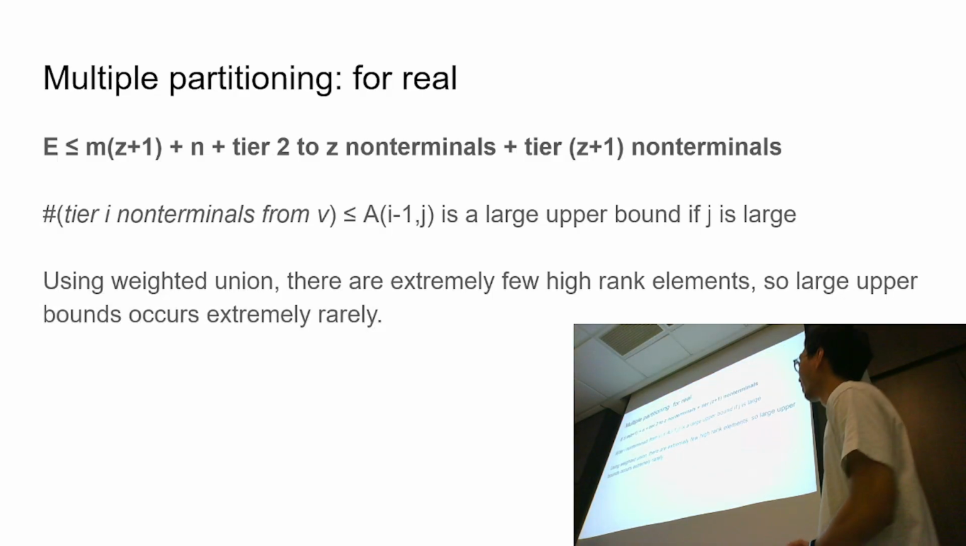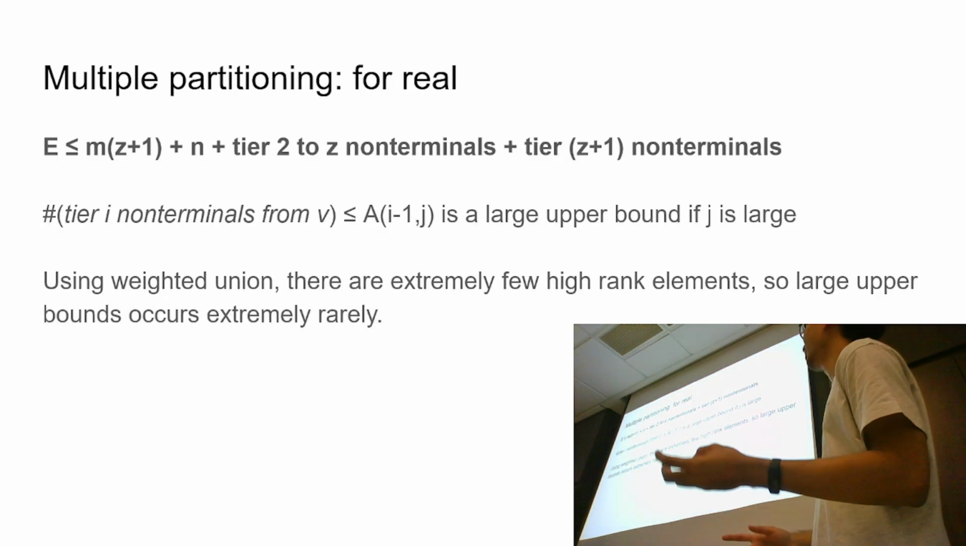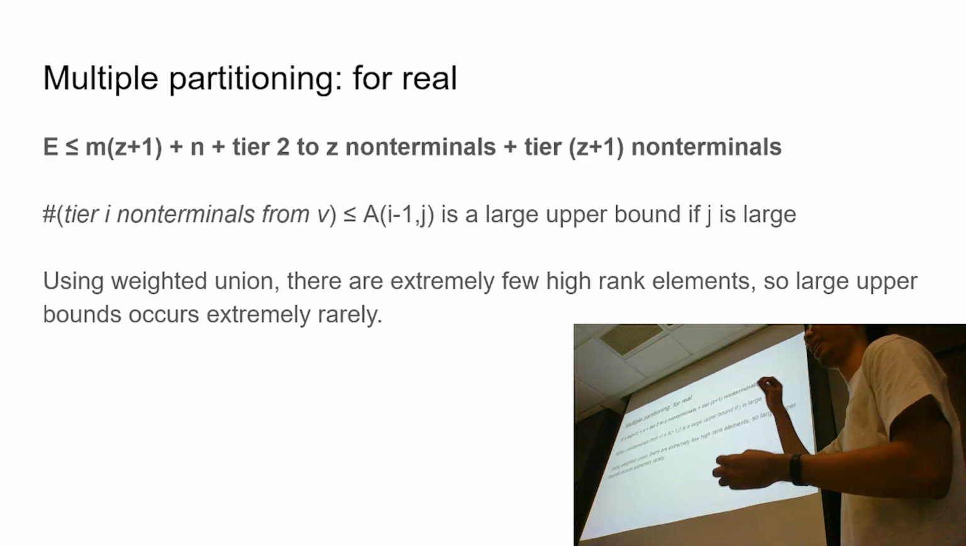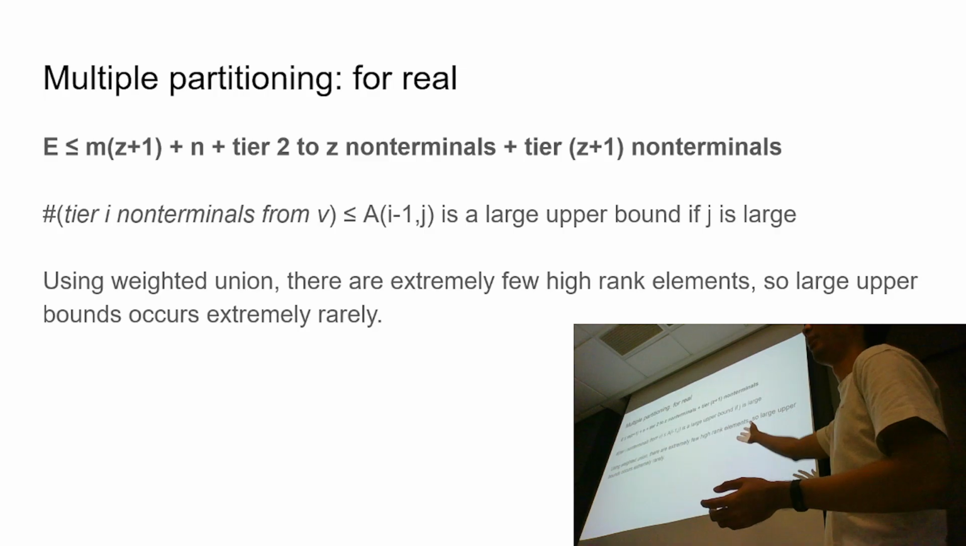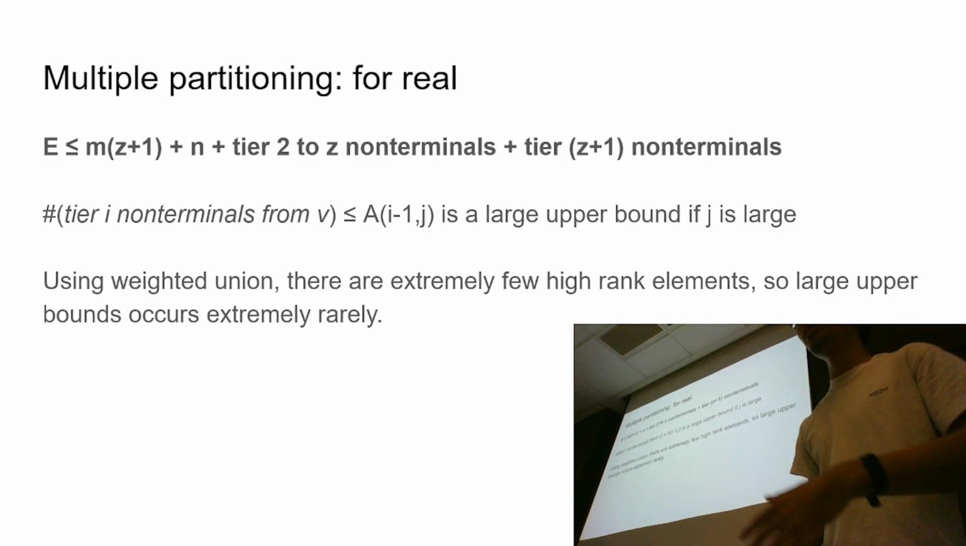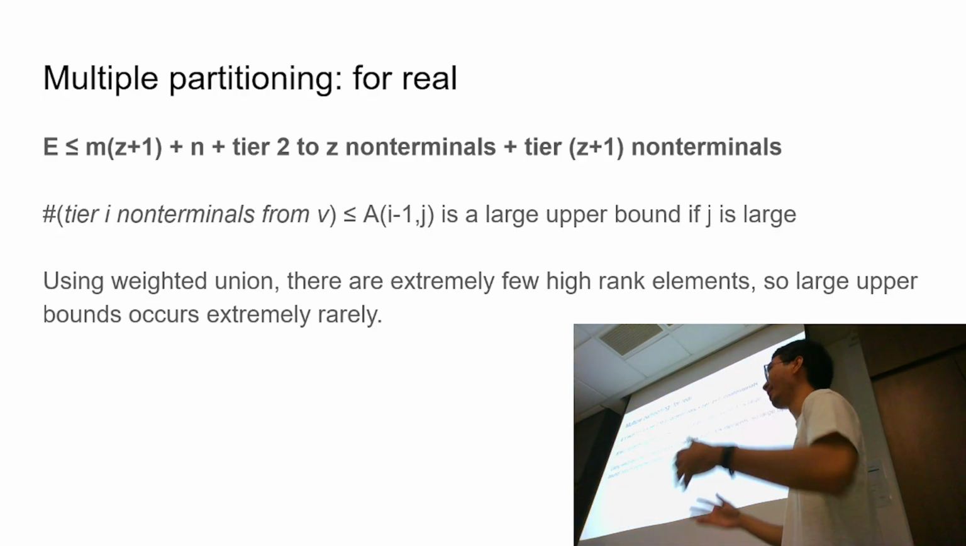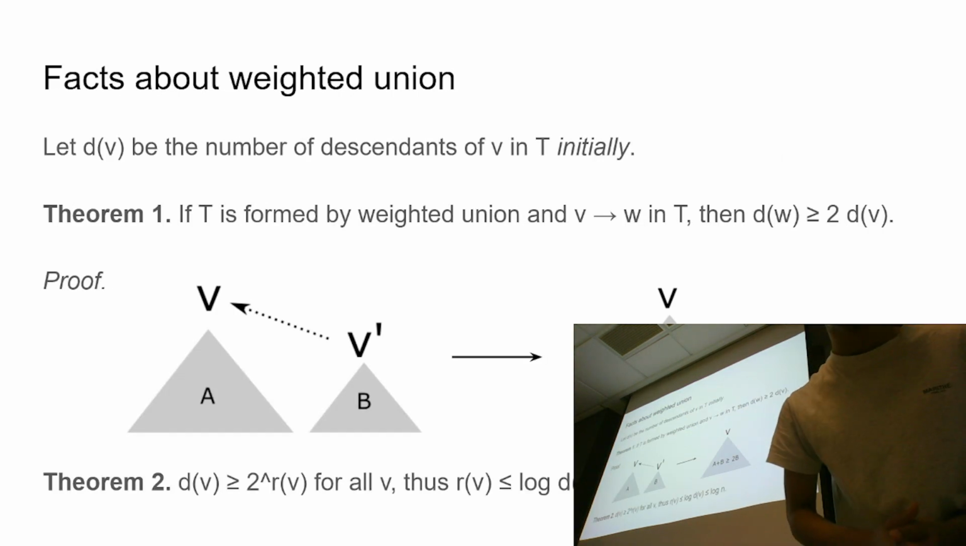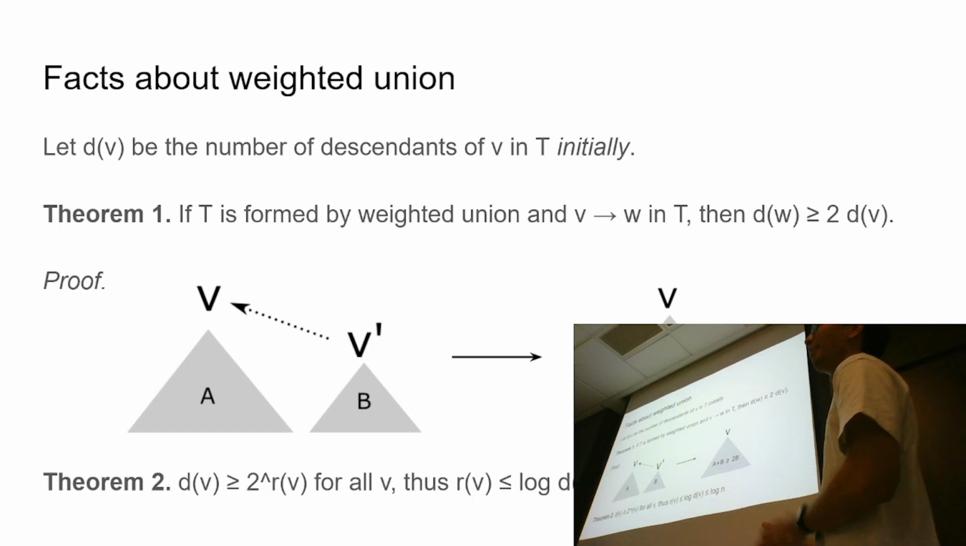Yeah, so with weighted union, we will actually see that there are very few vertices V where the J is very high. So that means large upper bounds occur very rarely. So averaging out everything actually turns out to be a reasonable bound. So we need to use some facts about the weighted union.